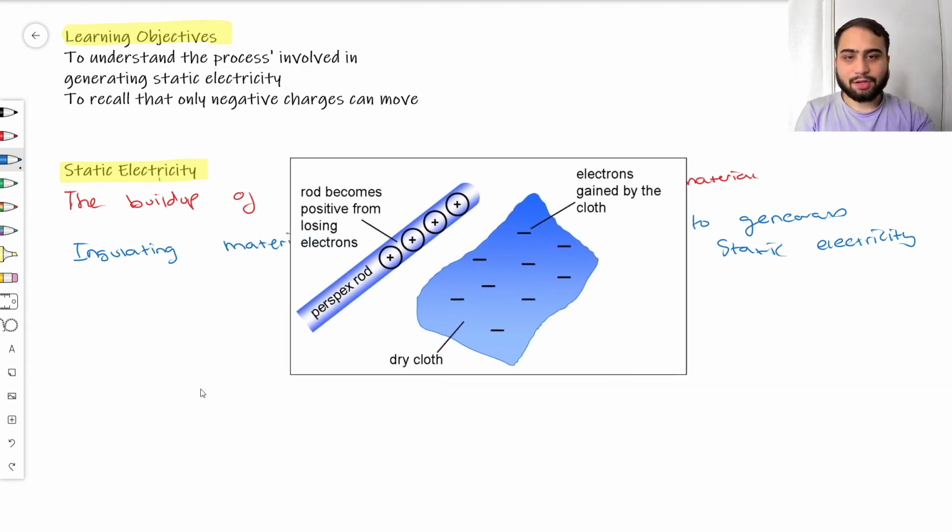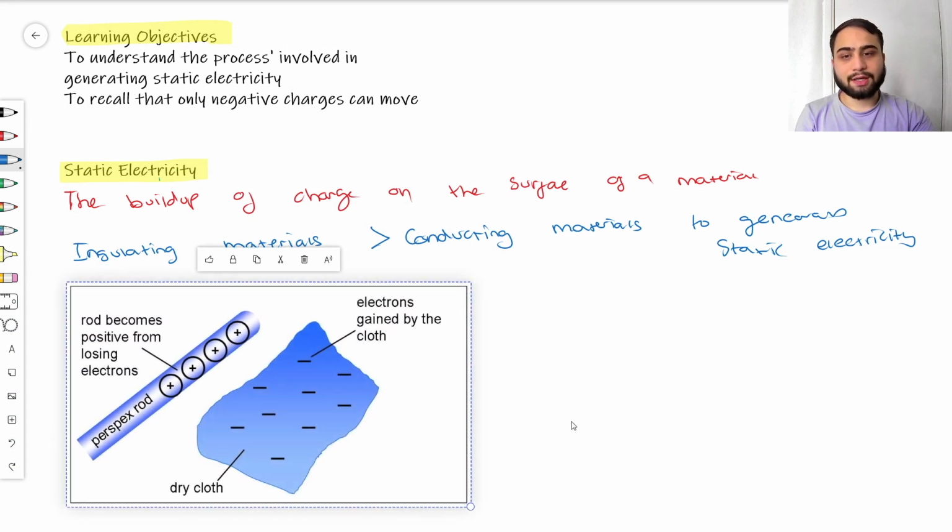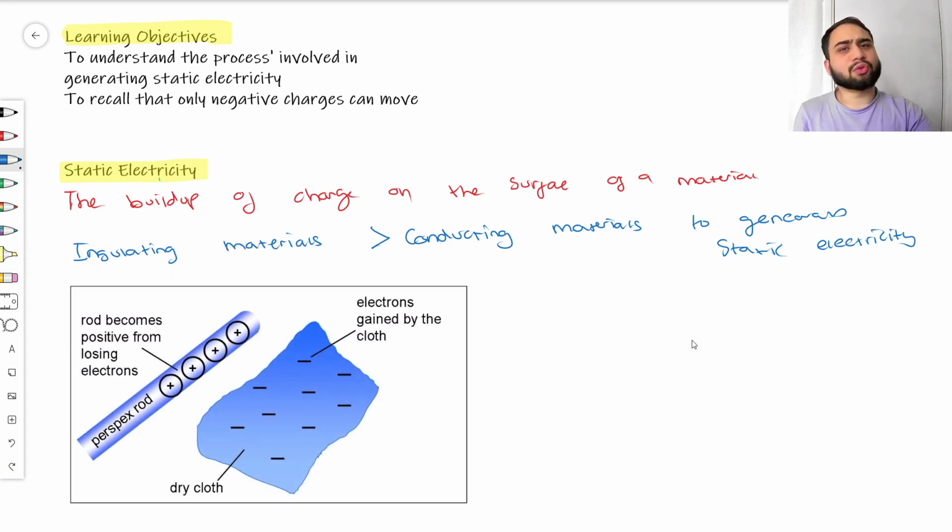Now, let's have a look at the diagram of a perspex rod or an acetate rod, like the example we usually get in school, being rubbed by a cloth. Now, when a dry cloth is rubbed onto a rod, the electrons from the rod are scraped off and dumped onto the cloth. Okay, so electrons are gained by the cloth, and that's what makes the cloth negatively charged. Now, here's the really key point: the rod becomes positive from losing electrons. It does not gain positive charge, right?